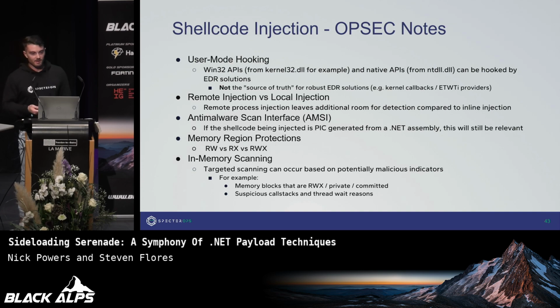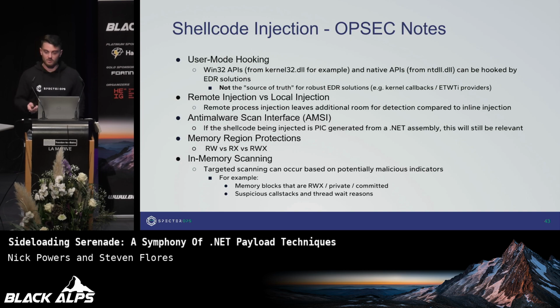There are still a lot of OPSEC considerations associated with shellcode injection. So there's user mode hooking. I'm not going to go too much into user mode hooking other than that it's one feature associated with some detections, but it's not the source of truth. There's been a lot of focus put on user mode hooking, I think, in the last 2-3 years or so. But there's a lot of other telemetry that is used by security products to hook some of these API calls that you could make for things like shellcode injection.